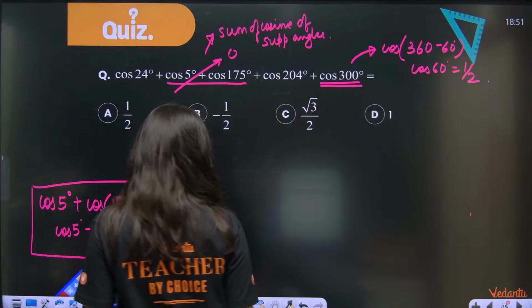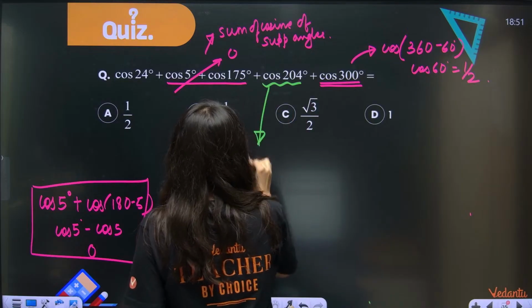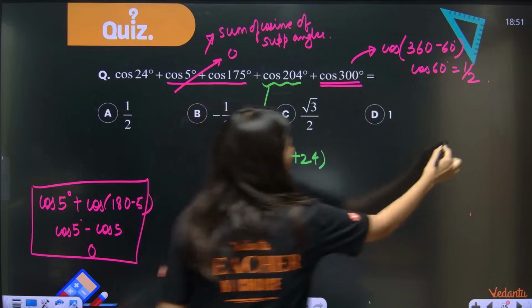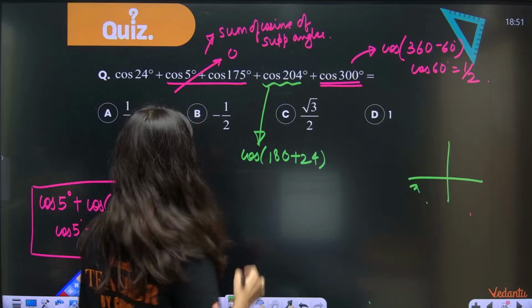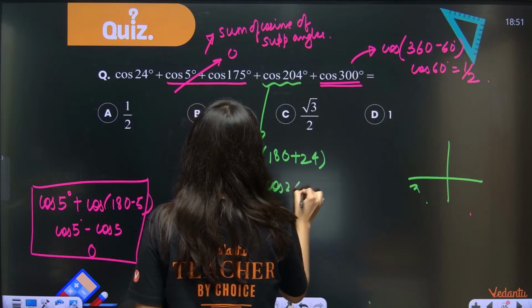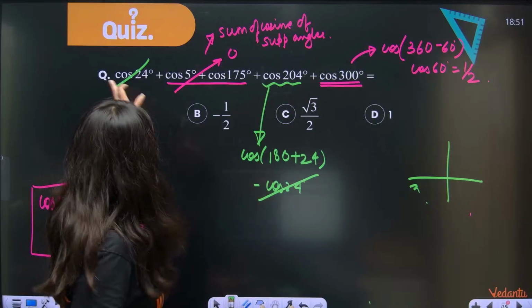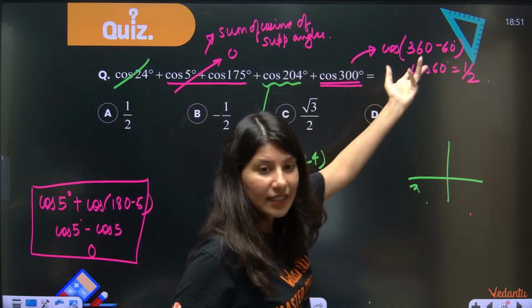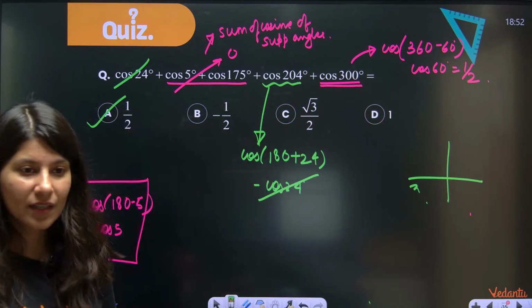Now what about this? Cos 204 degree is cos (180 plus 24). Cos pi plus theta is minus cos theta. So this is minus cos 24. So minus cos 24 plus cos 24 again got cancelled. This got cancelled with this, and this got cancelled with this. Only cos 300 degree is left, which is nothing but plus half, option A.